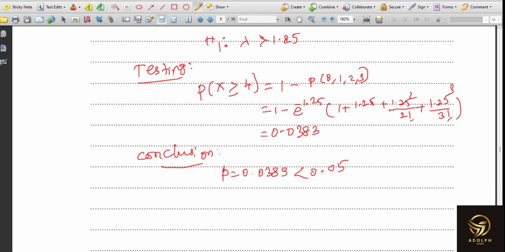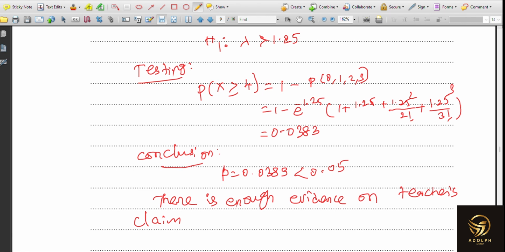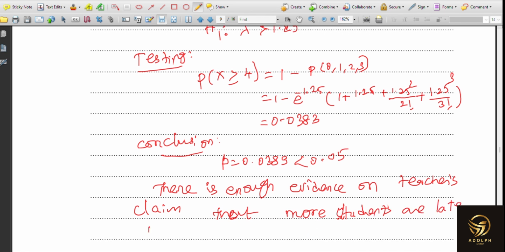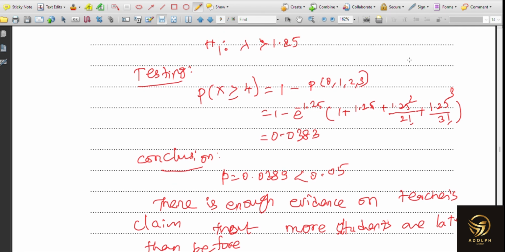So we can say that there is enough evidence for what? On the teacher's claim, the new claim, that more students are late than before. So this is how the testing works.